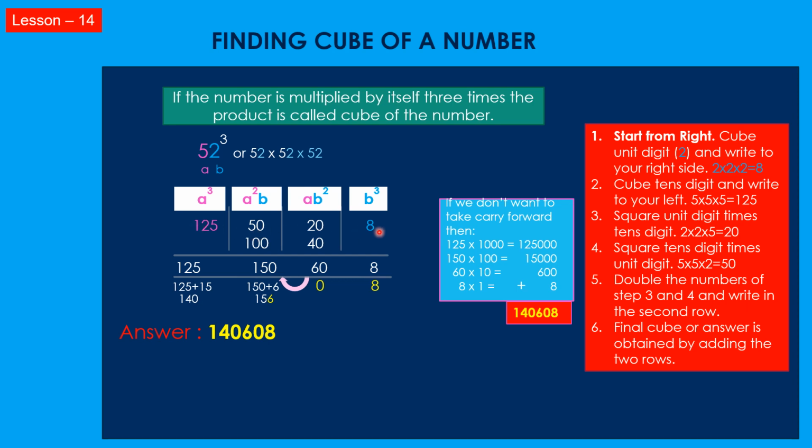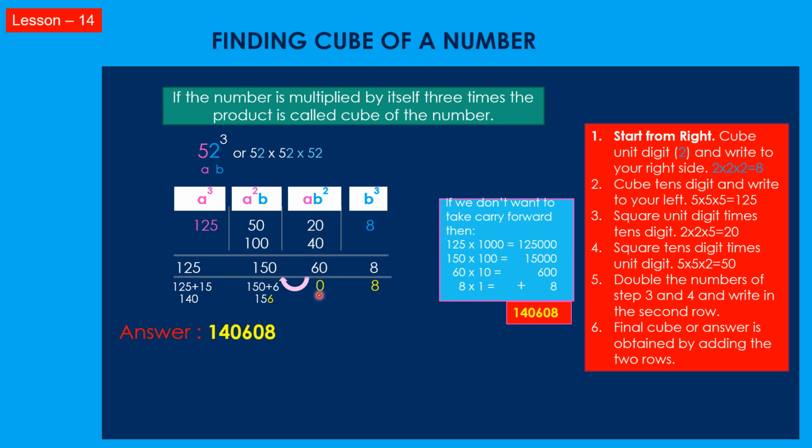Second step, second row: you simply double the numbers in the middle columns. So the middle numbers are 50 and 20. Double 50 you get 100, double 20 you get 40. And then the final cube you get is by adding these 2 rows. So 8 comes here in the answer box. 20 plus 40 is 60.